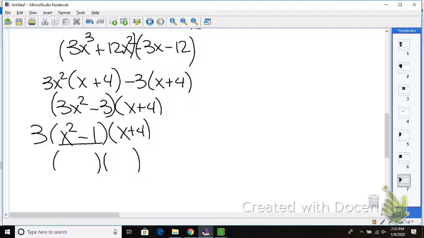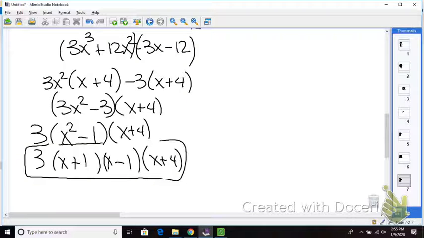What does that underlined part factor to? I'll give you a hint. It's got a plus and a minus. x plus 1, x minus 1. So then I can just rewrite in my other factors, my 3 and my x plus 4, and now you're done with this problem. So always look to see if there's something more I can take out of your factors, and especially if you have a minus and you have a squared, make sure it's not a difference of two squares, because if it is, you need to factor it down one more time. Okay?